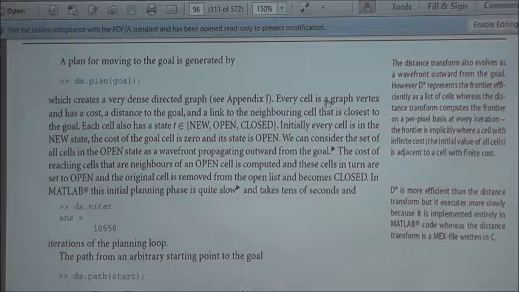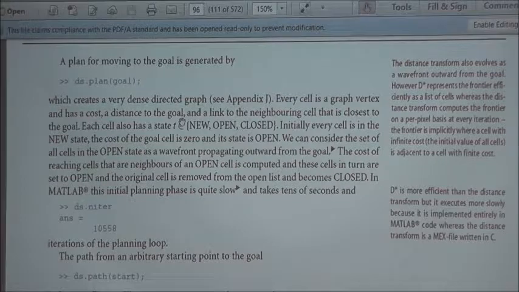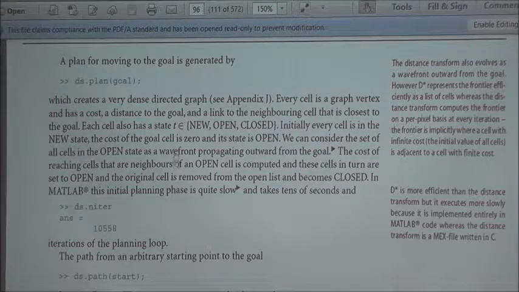Okay. Every cell is a graph vertex and has a cost, a distance to the goal. So every cell has a price tag on it. The cost from that particular cell to the end location. So clearly, when you have a full coverage of every cell in your map, and every one of them has a cost associated with that cell, you can just compare the least expensive path and you move. Okay, that's what that is.